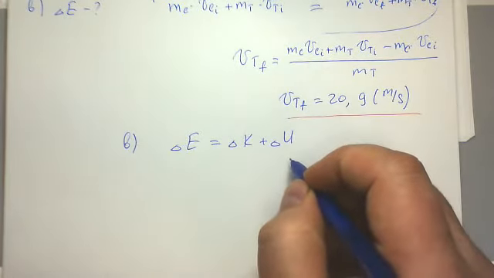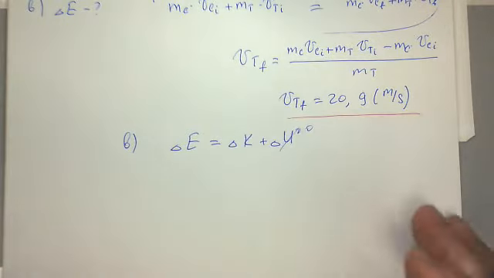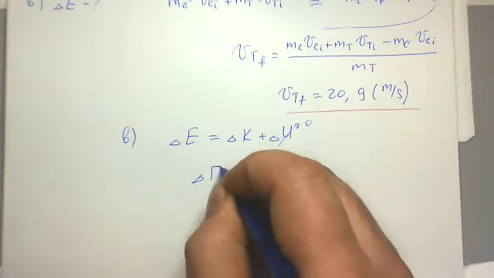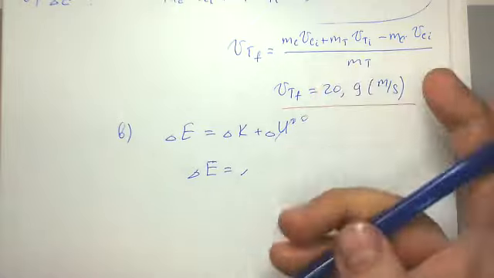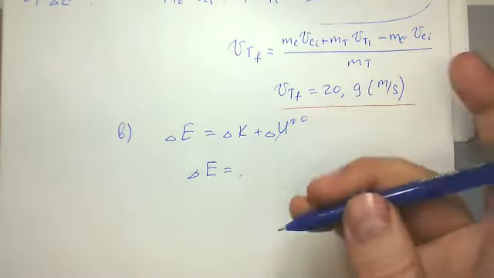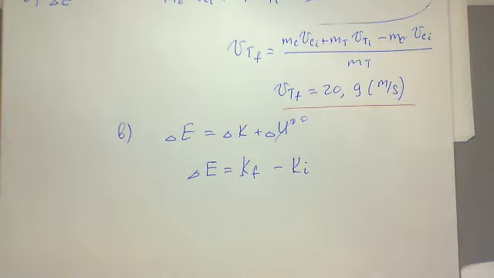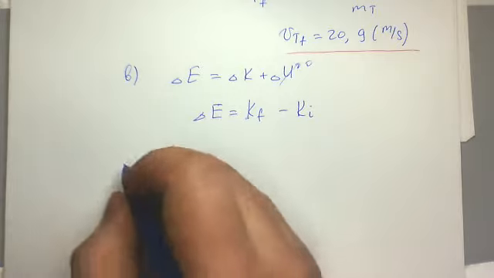In our case, the potential energy term is 0. They are at the same height. There is no spring. That's why the change of the total mechanical energy equals the change of the kinetic energy. So just calculate K final total minus K initial total. That will give you the change of the total mechanical energy of the system.